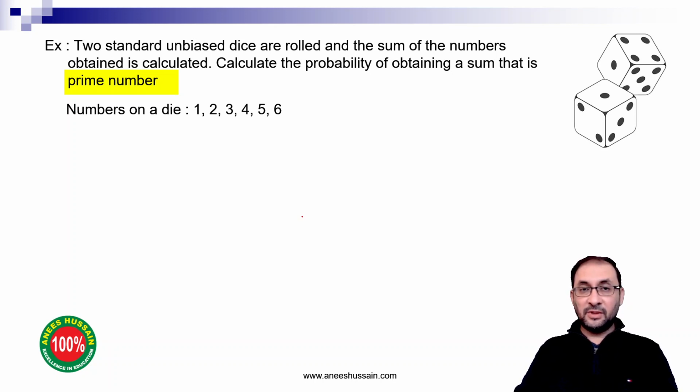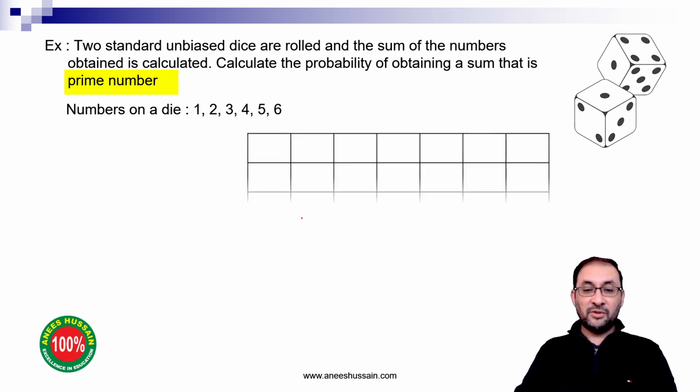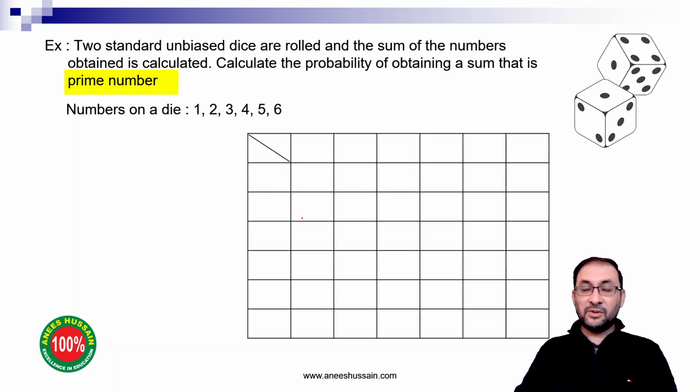Because we are rolling two dice, the easy way of doing this would be to create a sample space. A sample space in this case, because each die has 6 possible outcomes, you would need to create a sample space which has 7 rows and 7 columns, something that looks similar to this. Now in the first row, you need to write down the possible outcomes for die 1 as 1, 2, 3, 4, 5, and 6. And in the first column, you can also write down the outcomes possible on die 2 again as 1, 2, 3, 4, 5, and 6.